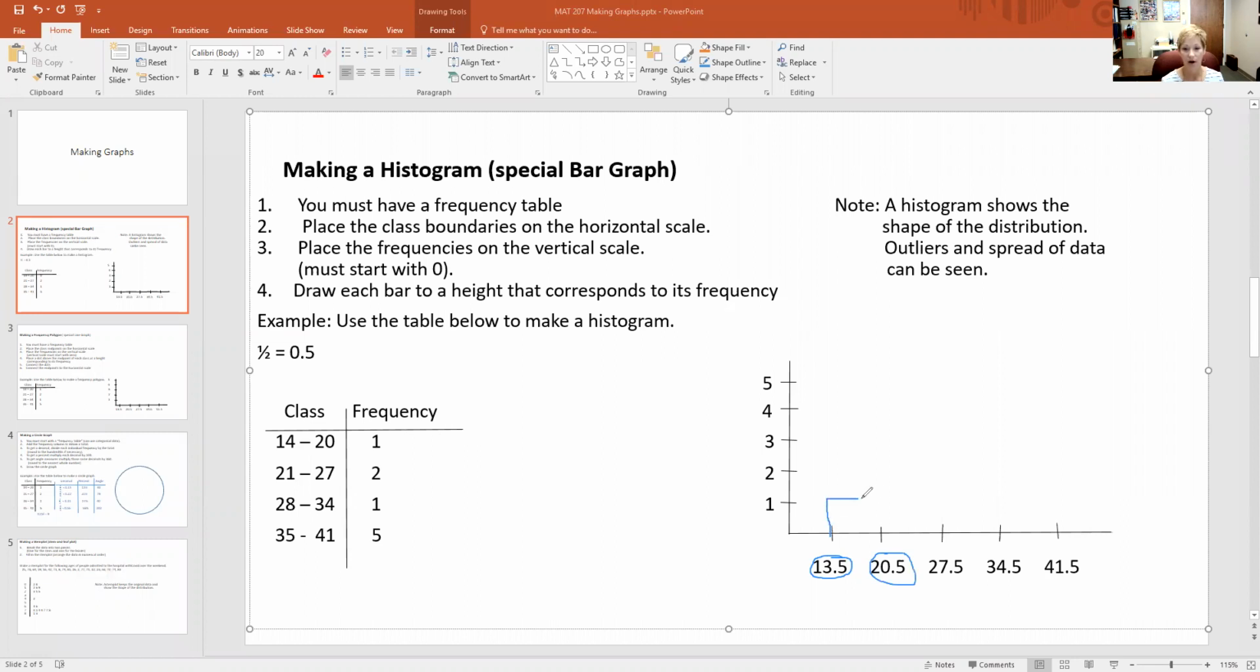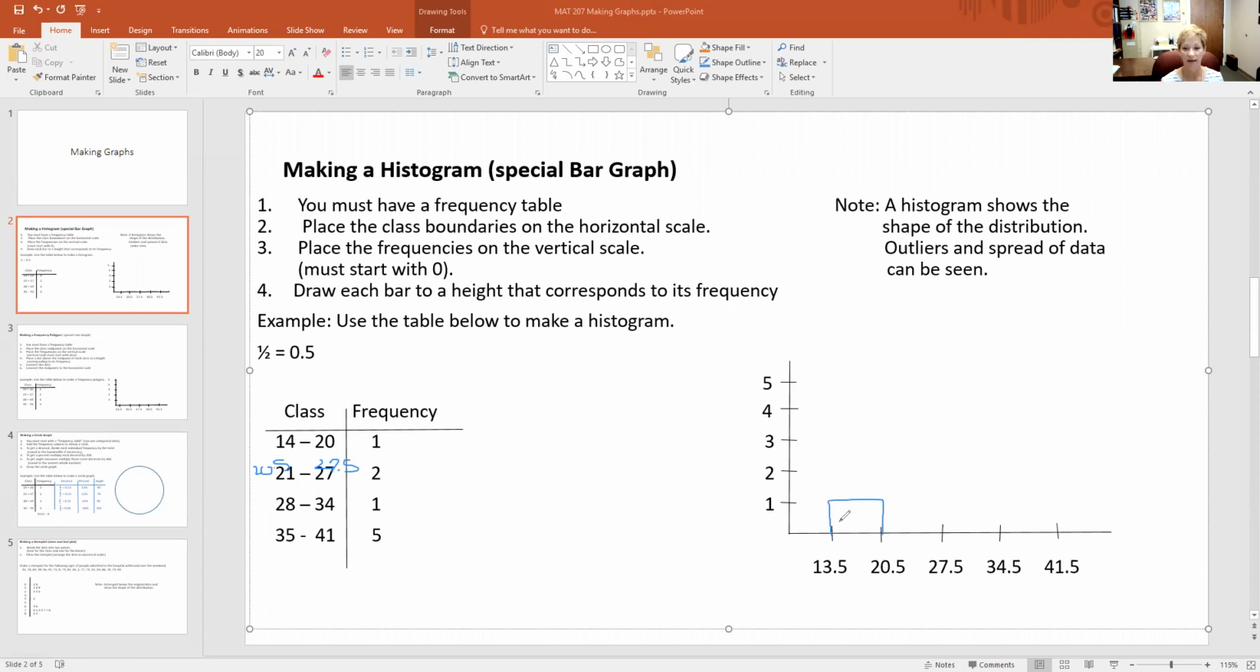So I'm going to draw my bar up to a frequency of 1 for my first class. Let me clear this a little bit. Let's try it again. So it's going to go up to 1. Now the boundary here, remember this one starts with 20.5, and this one goes to 27.5 if you've done your boundaries correctly. So 20.5 to 27.5. That's my class 2 boundaries.